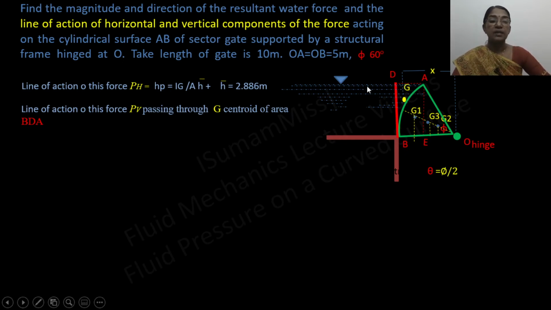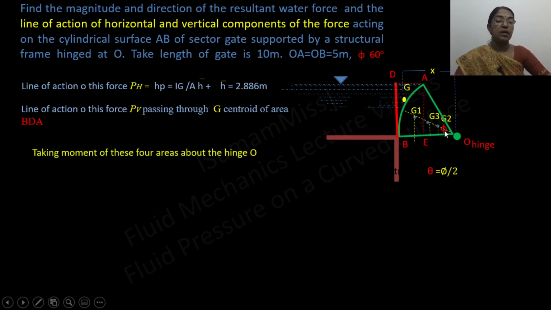So in order to find out the line of action of the vertical component of resultant hydrostatic force, we have to consider the moment of these four areas about this point O, that is about the hinge. Now theta, that is angle, is equal to 5 by 2. So if you are dropping the vertical to the line of hinge, then G1 dash, that is the point vertically below G1, similarly G3 dash and G2 dash. In order to take the moment of these four areas about this hinge O, we have to get the values of G1 dash O, G3 dash O and G2 dash O.